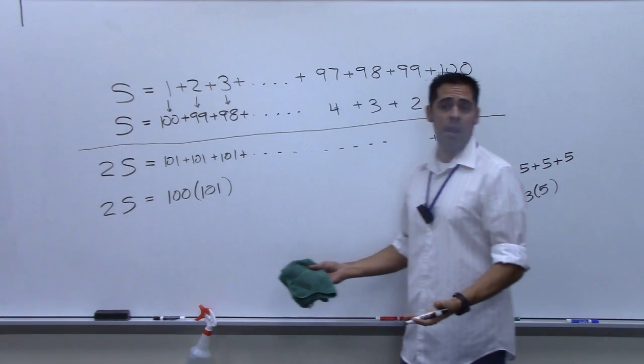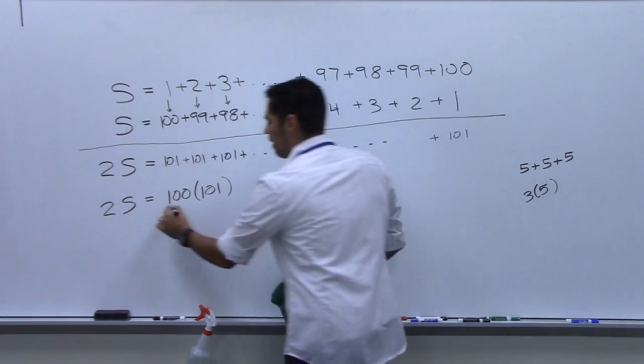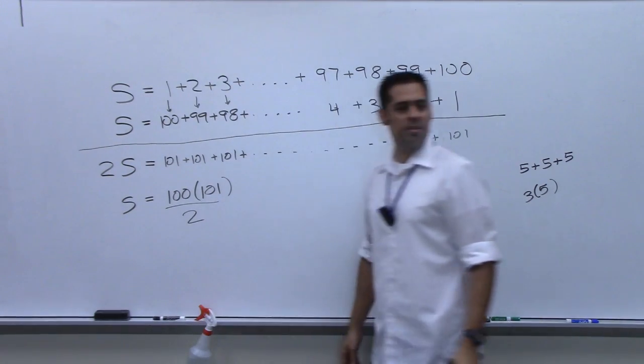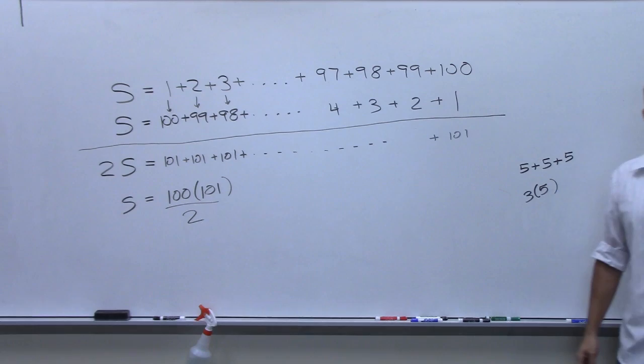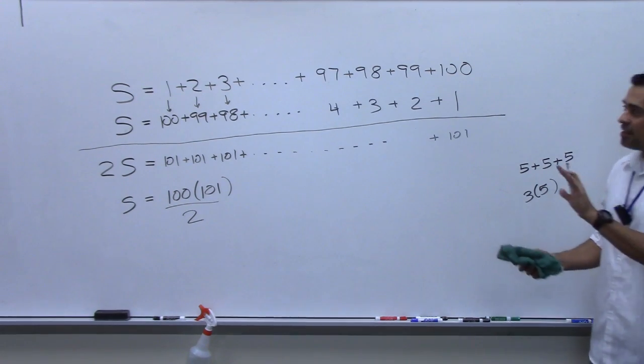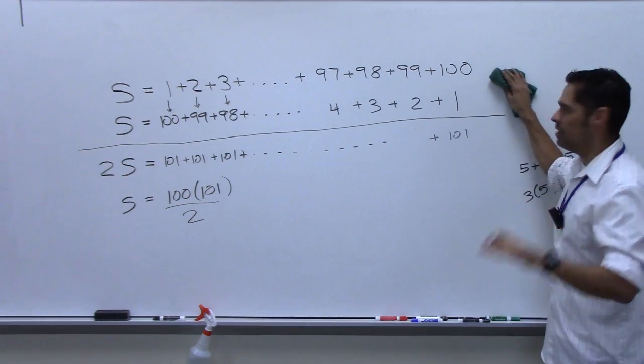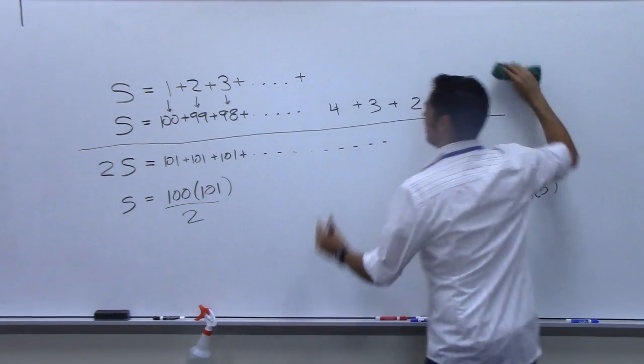But that's twice what I want. So if I just divide this by 2, then that's the sum, isn't it? Make sense? Okay, but that isn't even the way Gauss did it, all right? That's just so you would understand. So this is how he did it.